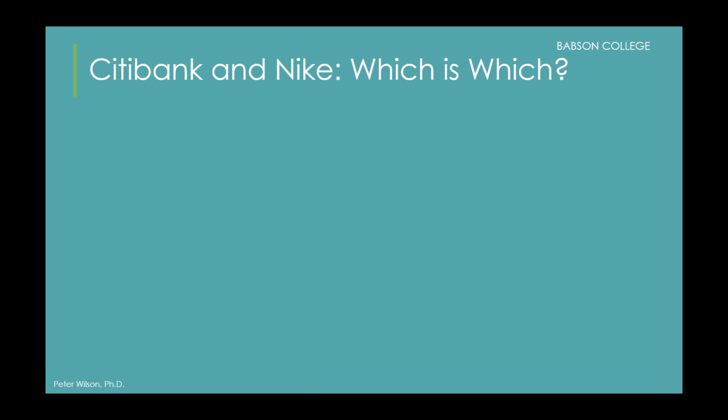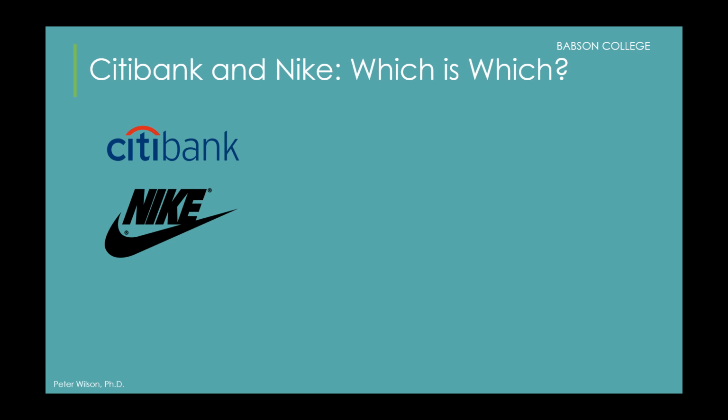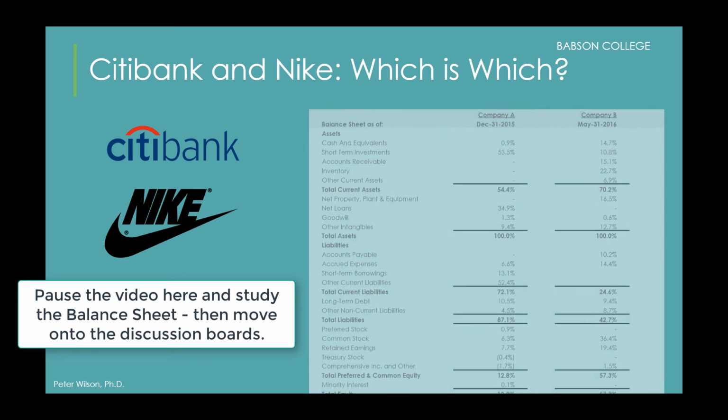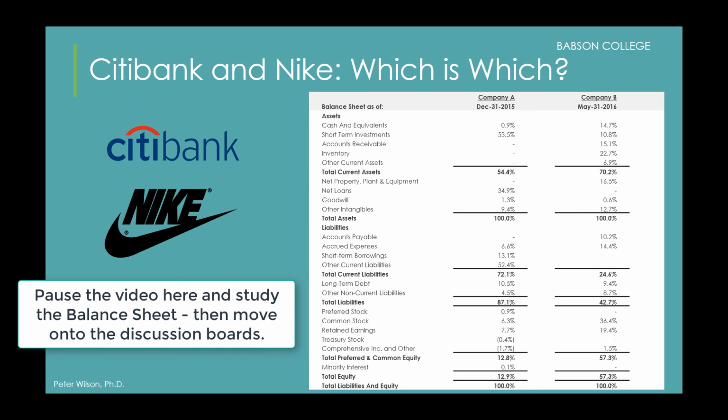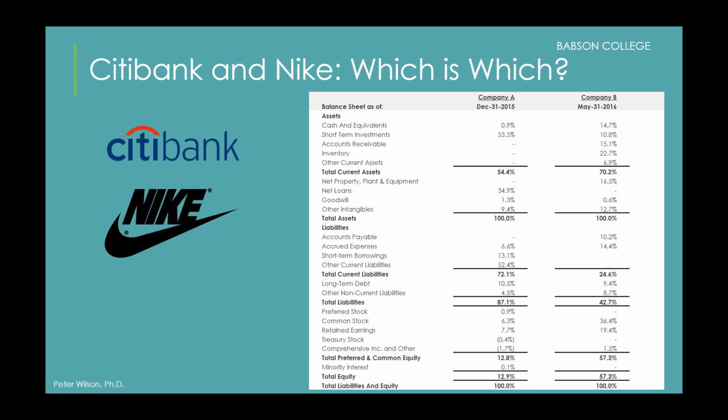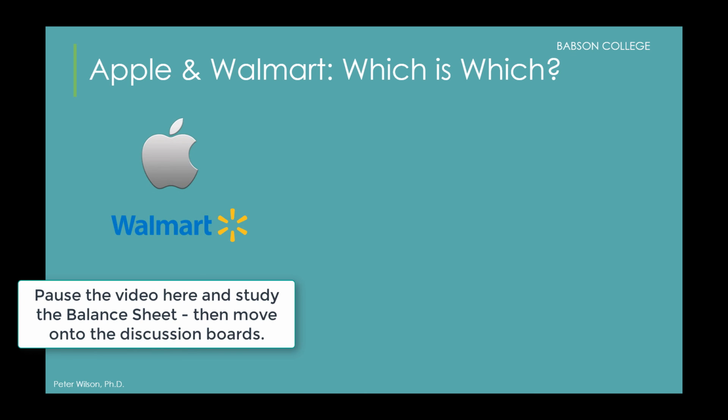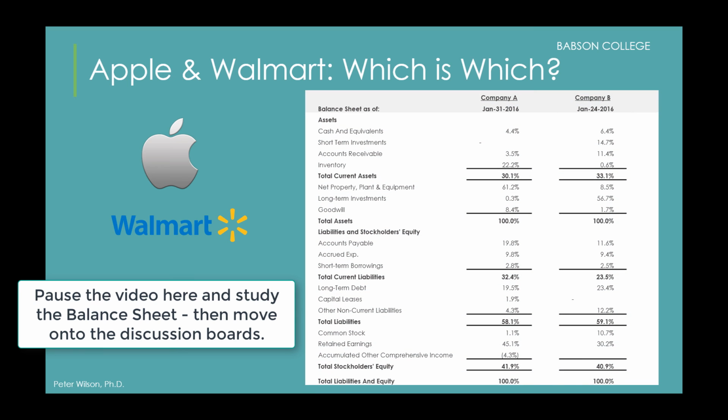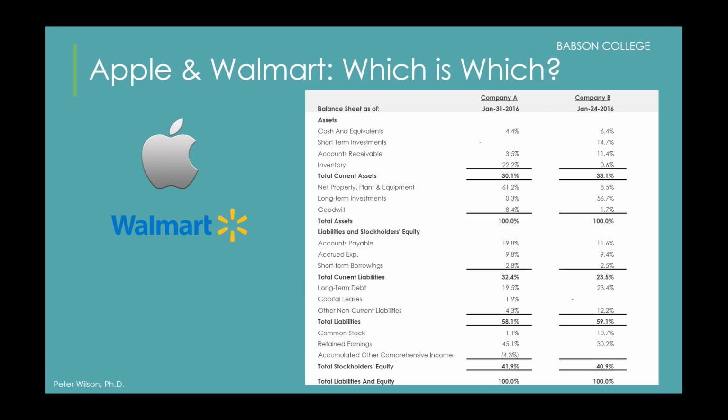Same exercise. Here we have the balance sheets for Citibank and Nike. Again, decide which is which and post your selection and reasoning to the discussion board. And one more pair, Apple and Walmart. Again, decide which is which and post your selection and reasoning to the discussion board. Hopefully you all have a better idea for the balance sheet now.